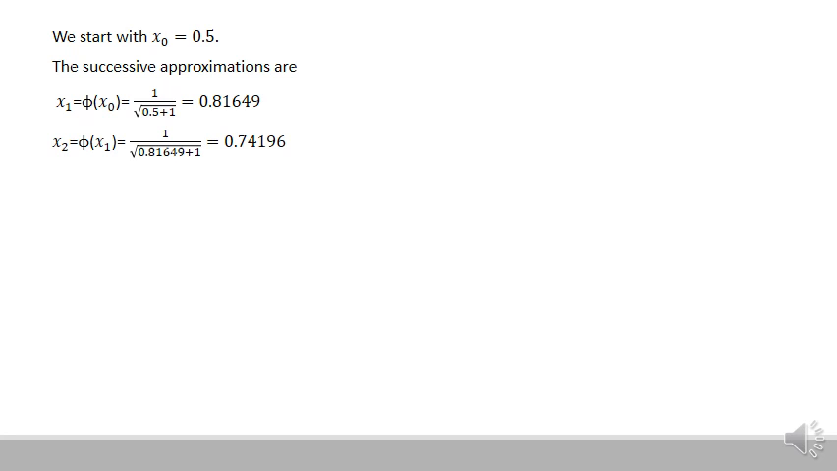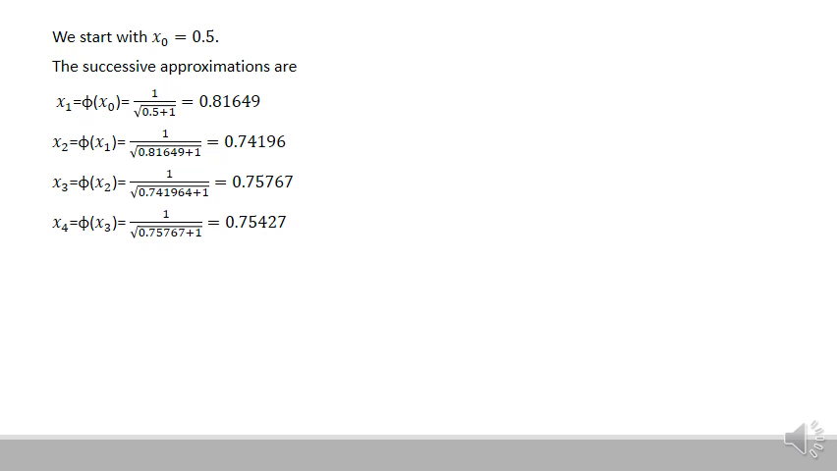We start with the initial approximation x naught. X naught is a value chosen between the points 0 and 1. So let us take x naught as 0.5. The successive approximations are given by x1 equal to phi of x naught, which is 0.81649. x2 we get the value as 0.74196. Similarly, x3 is 0.75767.